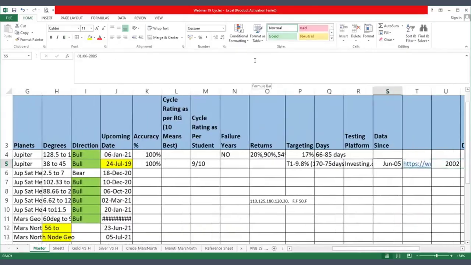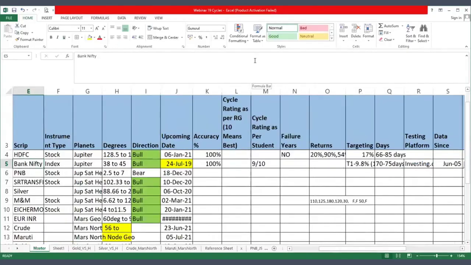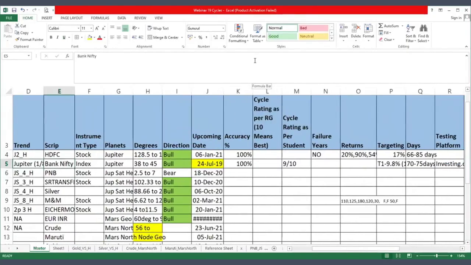So it means that HDFC always follows Jupiter only? No. There might be many other cycles in Jupiter. In HDFC, the main cycle is the Jupiter one, which we have to focus on. See, it is coming recently. That is why I am explaining.